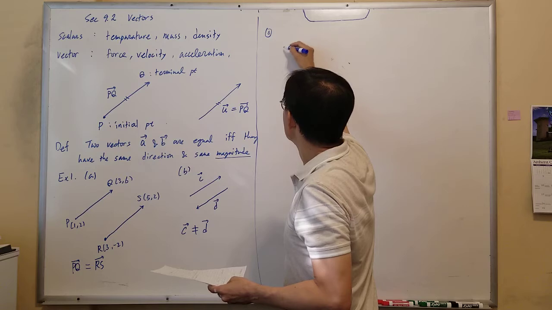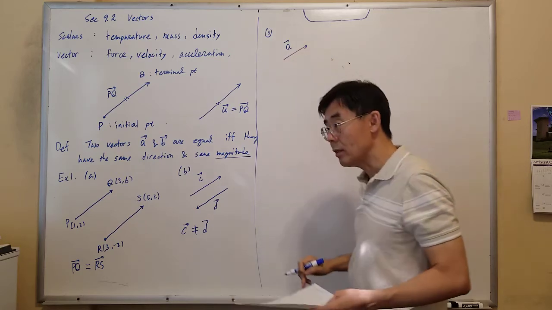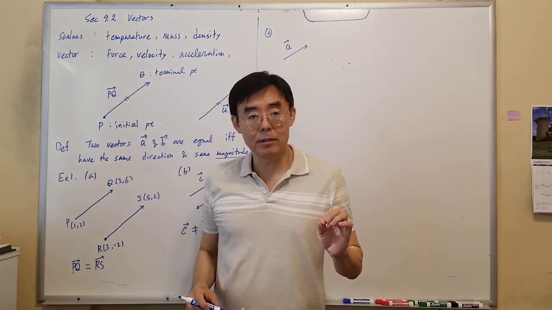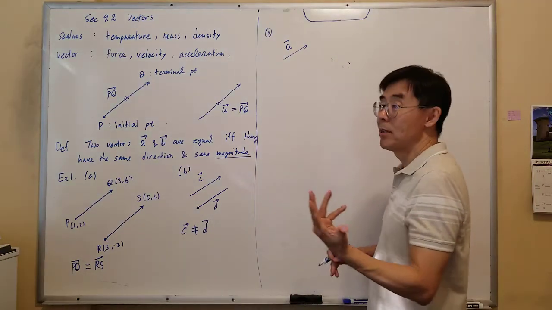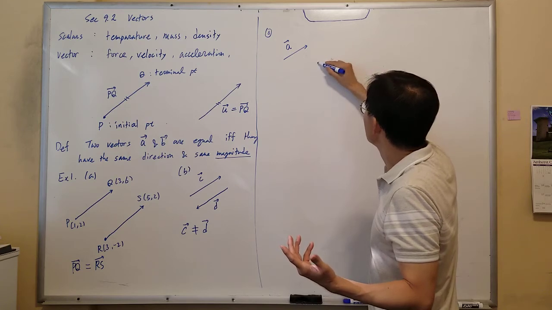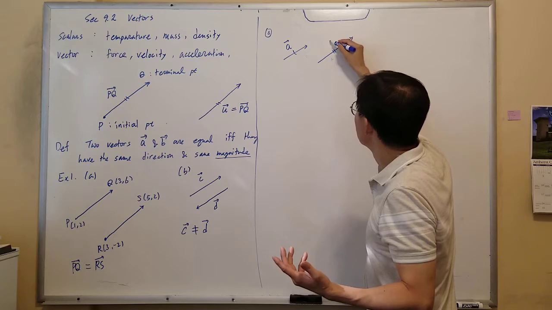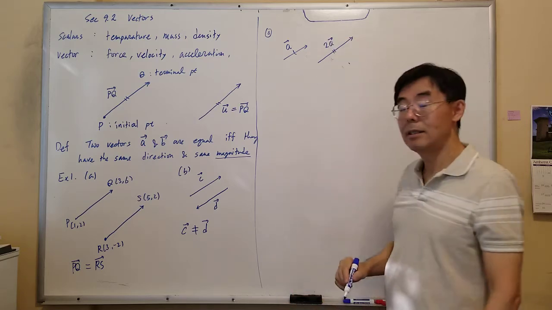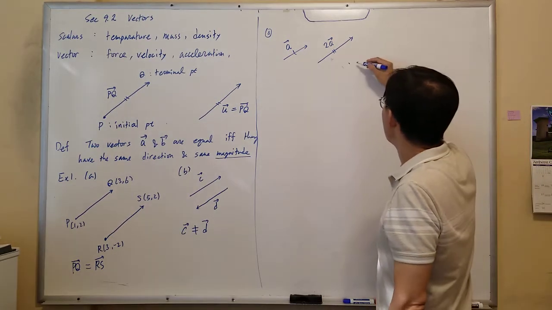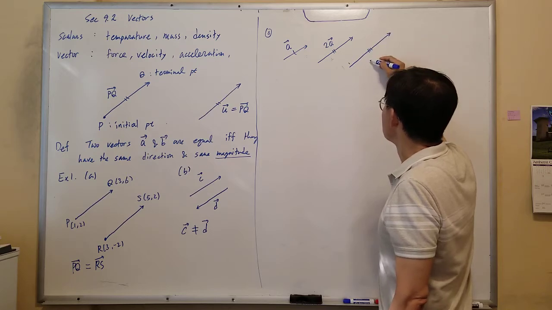Let's say you have a vector A. We want to define constant multiplication of a vector. So what does it mean by 2 times A? Twice as large as A. Well, we want to mean twice as large but in the same direction. Then that is 2 times A. Okay, that's how we want to define it. Or 3A will be the same direction, 3 times as large.